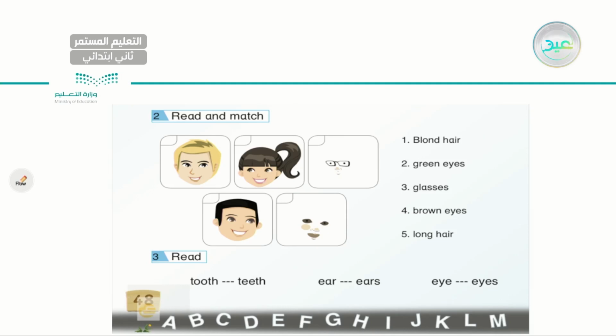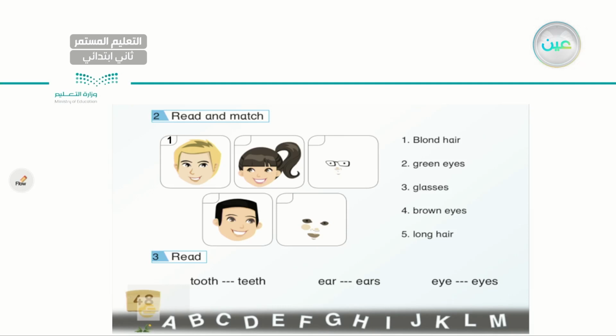Let's read them. Blonde hair, green eyes, glasses, brown eyes, and long hair. Let's start with number 1. Where do you think number 1 is? The blonde hair. Where's the blonde hair, my dear student? Very good. That is the blonde hair.